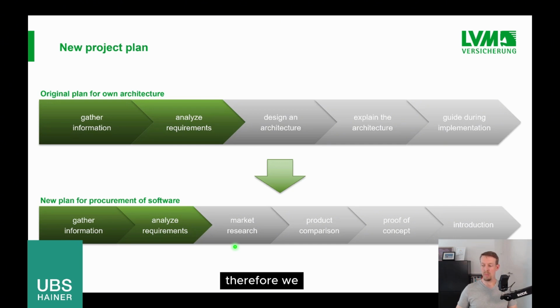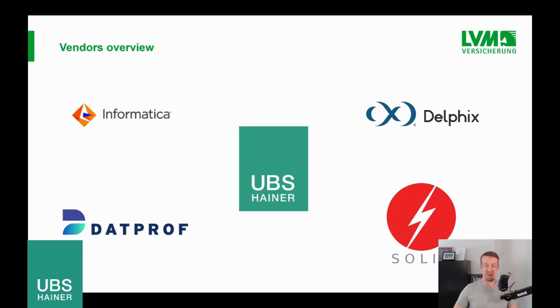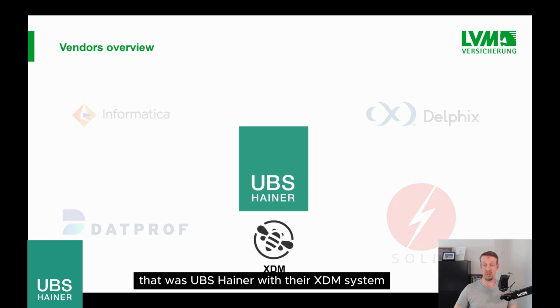So we at first started with a market research. Therefore, we designed a catalog of questions that we sent to several vendors that were the most promising ones at a first glance. At first, we sent this catalog to 5 vendors: Informatica, Datprof in the Netherlands, Delphix, Solix, and UBS Heiner. The answers of those 5 vendors turned out that only one of those vendors really fitted our needs. That was UBS Heiner with their XDM system.